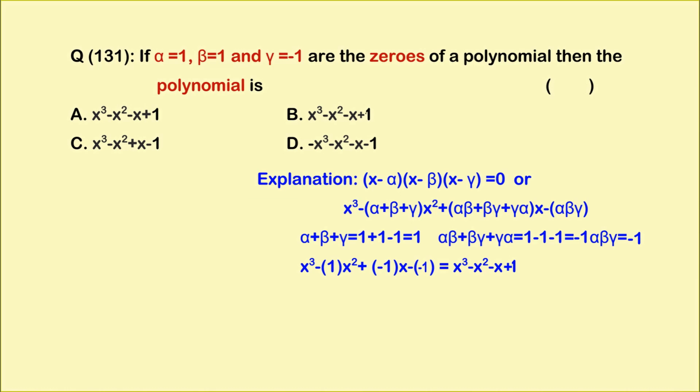As in the previous question, alpha plus beta plus gamma is equal to 1, alpha beta plus beta gamma plus gamma alpha is equal to minus 1, and alpha beta gamma is equal to minus 1. If you substitute these three values in the given expression, we will get x cube minus 1 of x square plus minus 1 of x minus of minus 1. So the polynomial is x cube minus x square minus x plus 1. So B is the right answer.